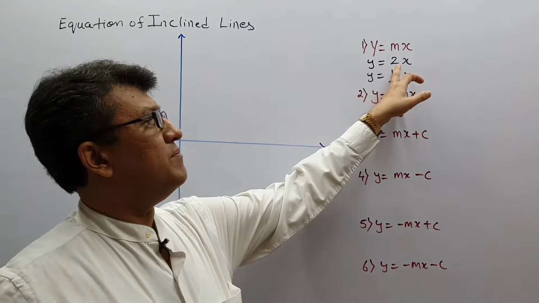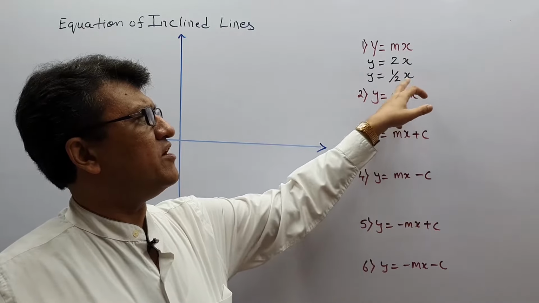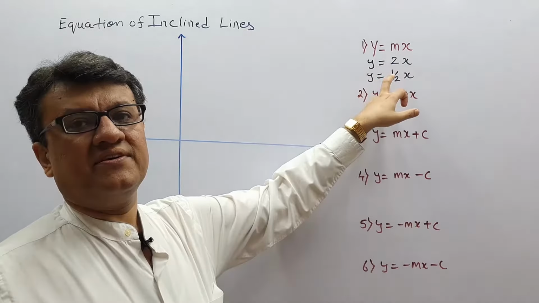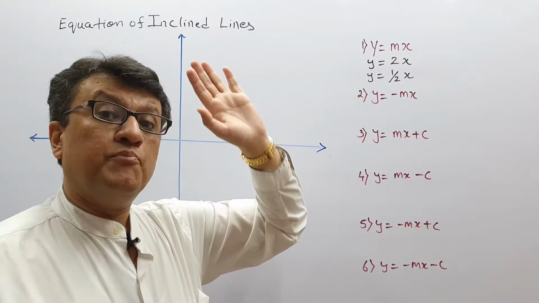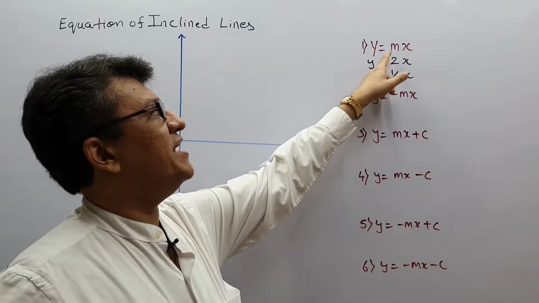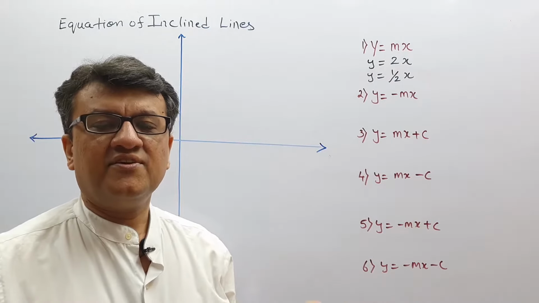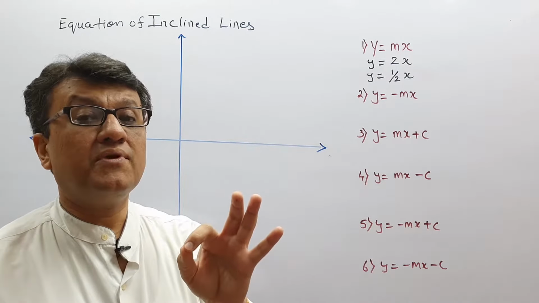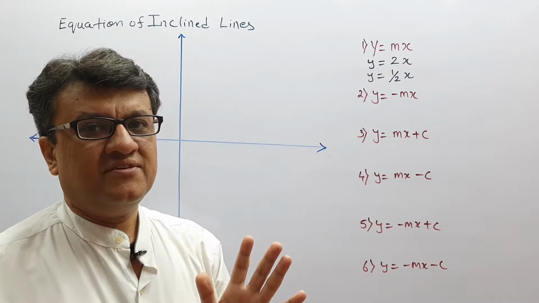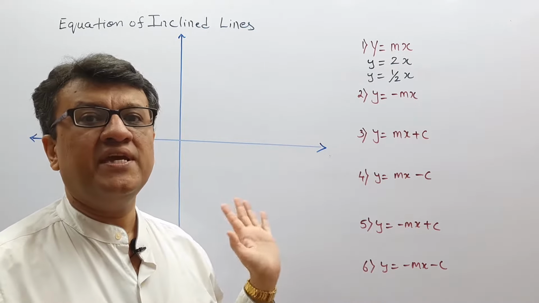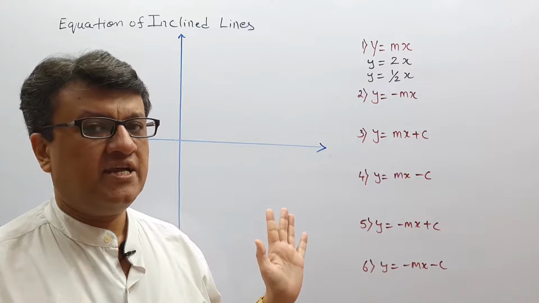Y is equal to a multiple of x, but here it is an integer, here it is a fraction. Both belong to y is equal to mx. In the first case, m is 2, second case, m is half. No matter what the value of m is, my line graph has to be in this way. Kindly pay attention.